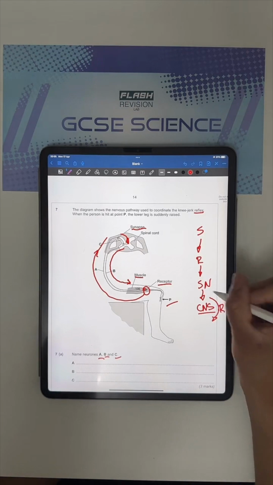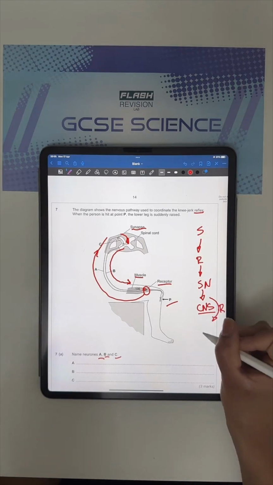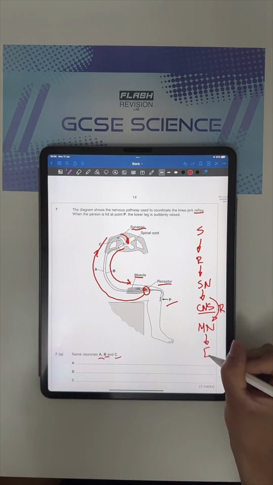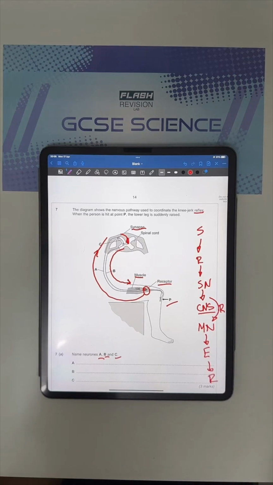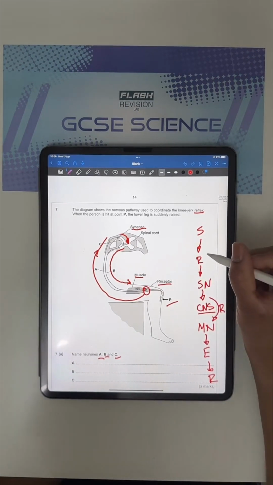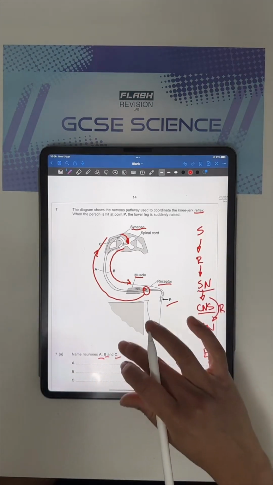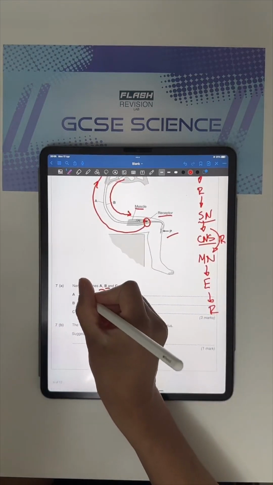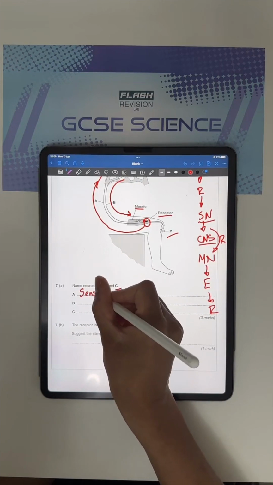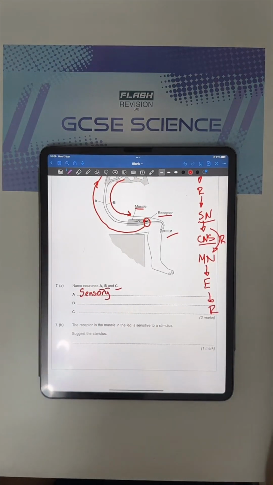From the relay neuron, what's going to happen? It's going to go to the motor neuron. And then from the motor neuron, it goes to an effector. And that effector gives the response. So name neurons A, B, and C. From the receptor, we've got the sensory neuron. So the first answer would be sensory neuron.